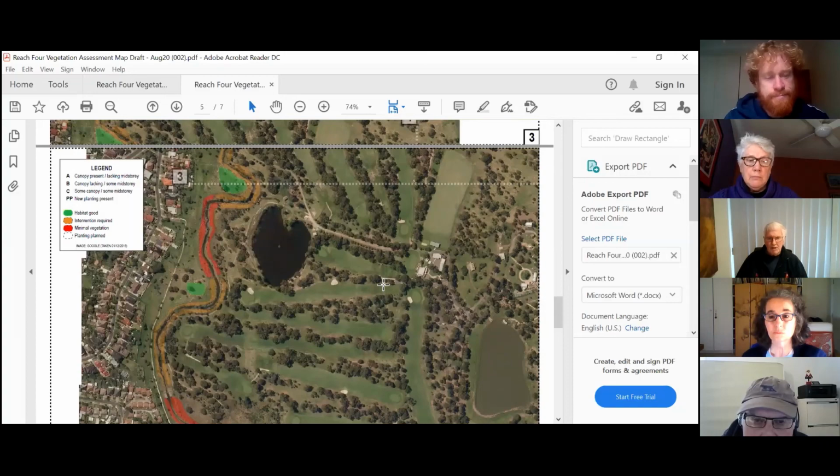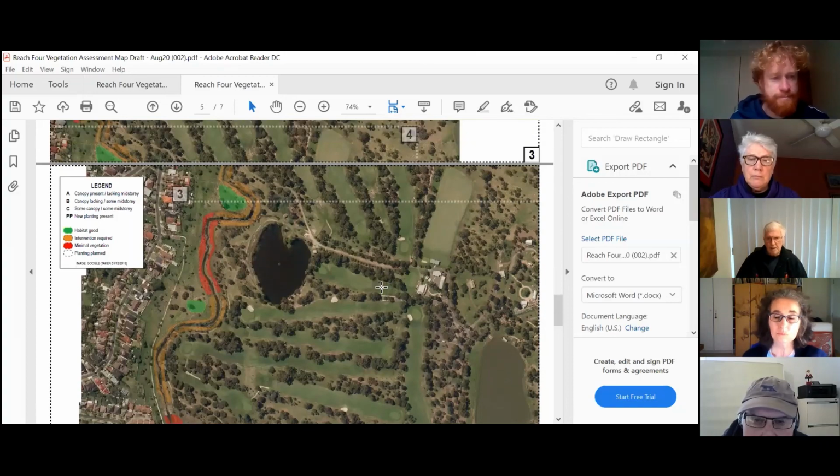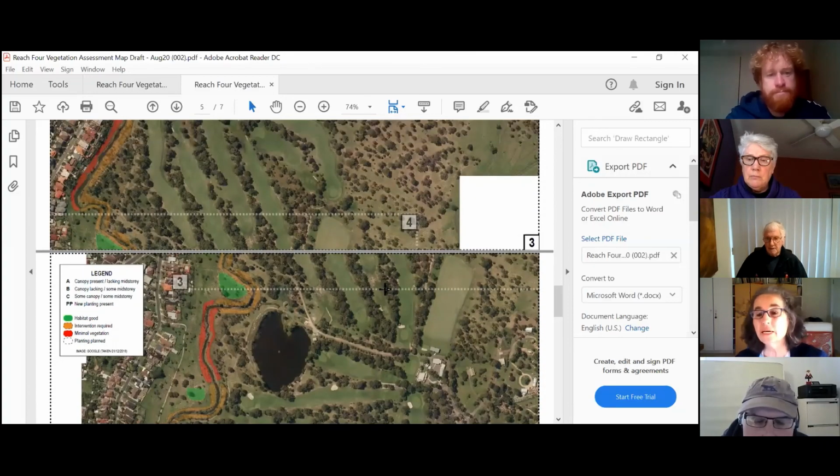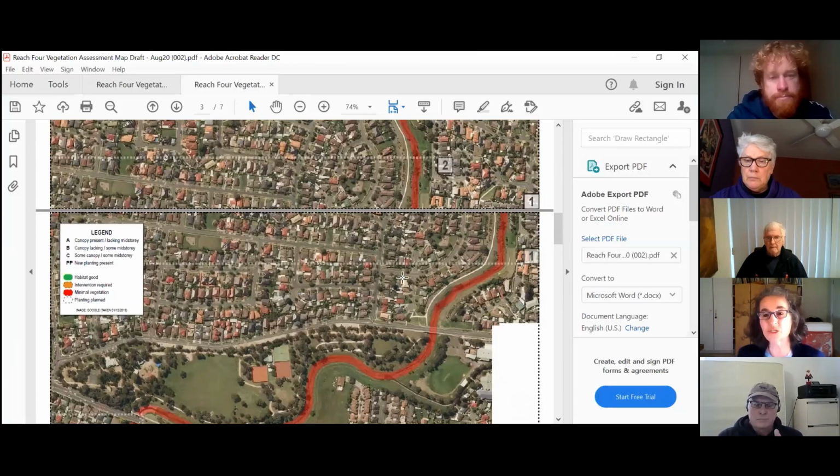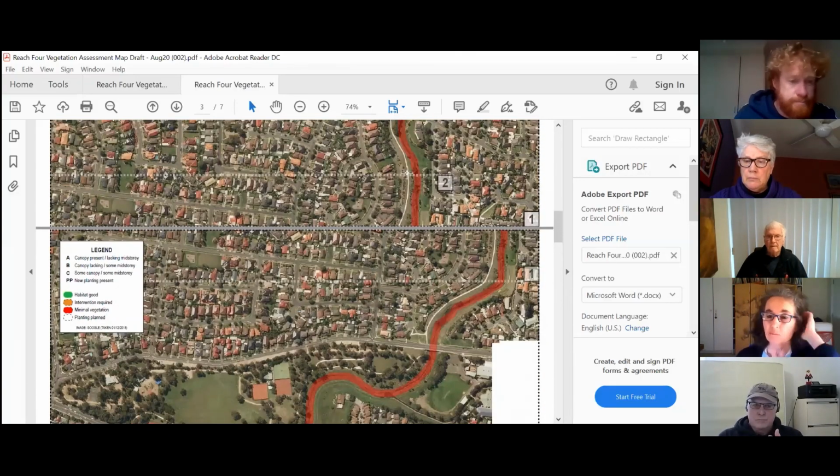So something like that could be done down near Green Street, for instance. I'd be very interested to get a list of which particular plants you've identified for the woodland birds.